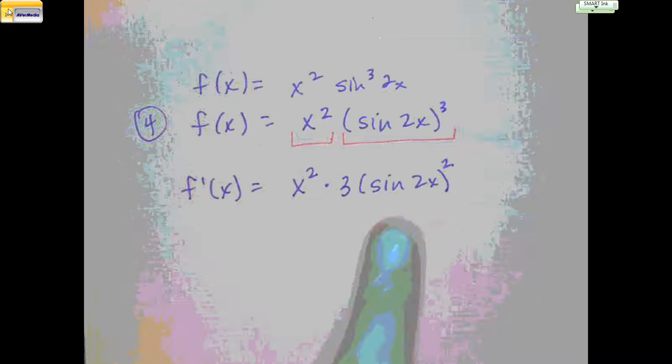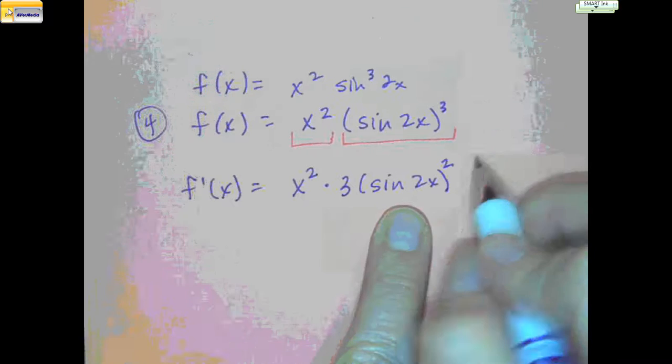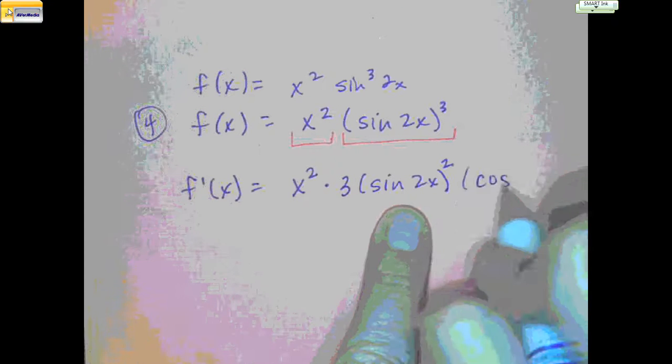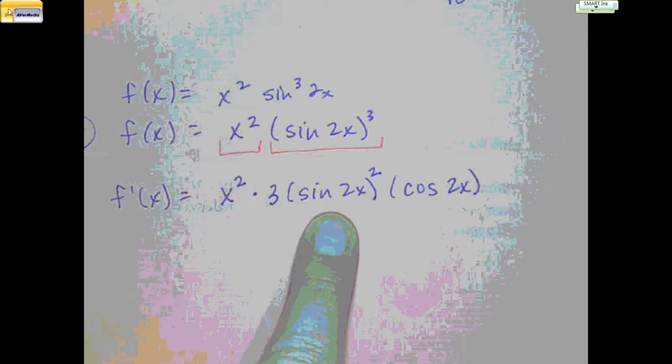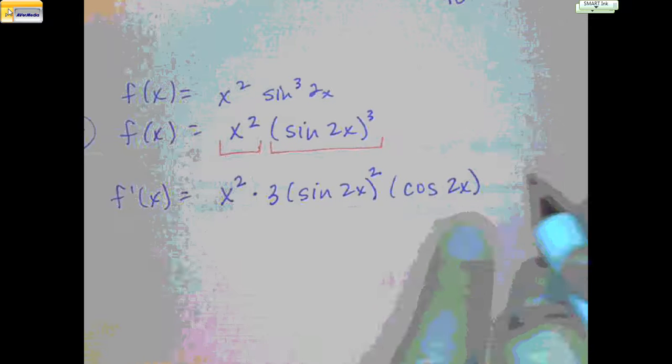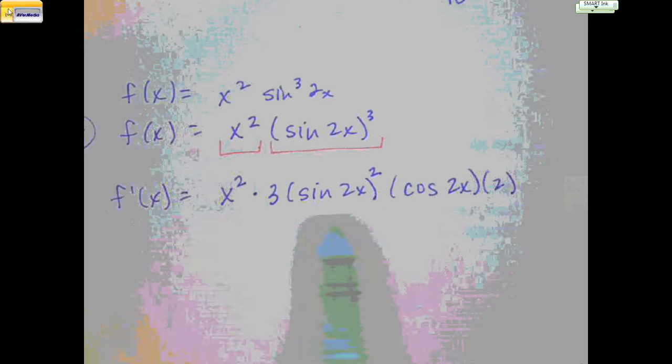Now I need to take the derivative of the inside. The derivative of sine is cosine. Leave the 2x alone for now. Now we need the derivative of the inner function. What's the derivative of 2x? So now we have first times derivative of the second.